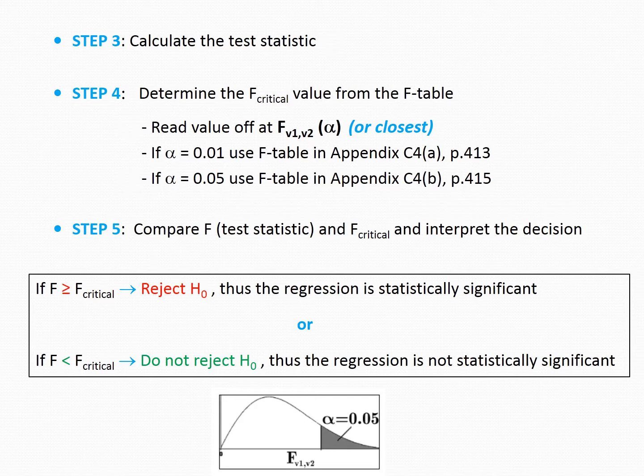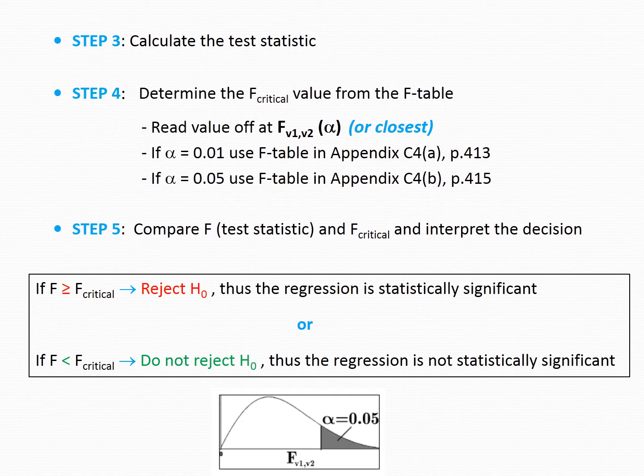Then in step 5, we can compare our F test statistic against our F critical value to make our decision, and you should also be able to interpret your decision. So if our F statistic is larger than or equal to our F critical value, then we can reject our null hypothesis according to our decision rule. So we can make the conclusion that the regression is statistically significant, because there will be a linear relationship then between our y and at least one of our x variables.